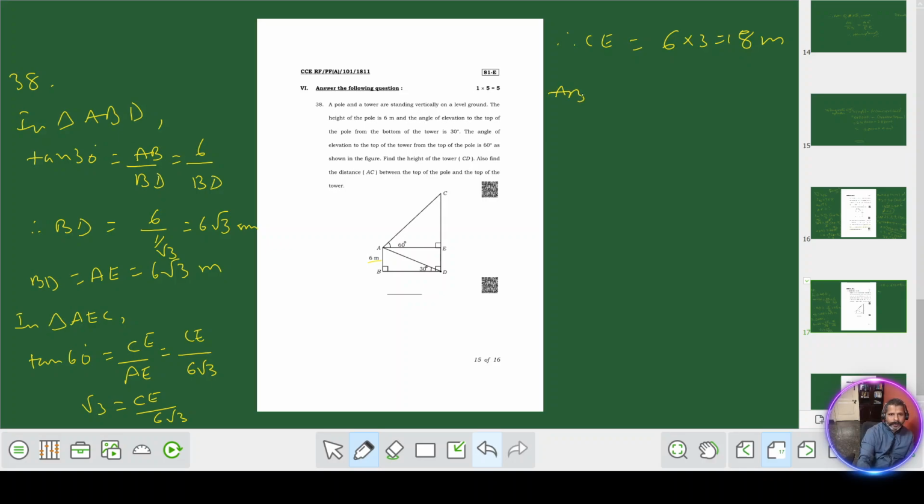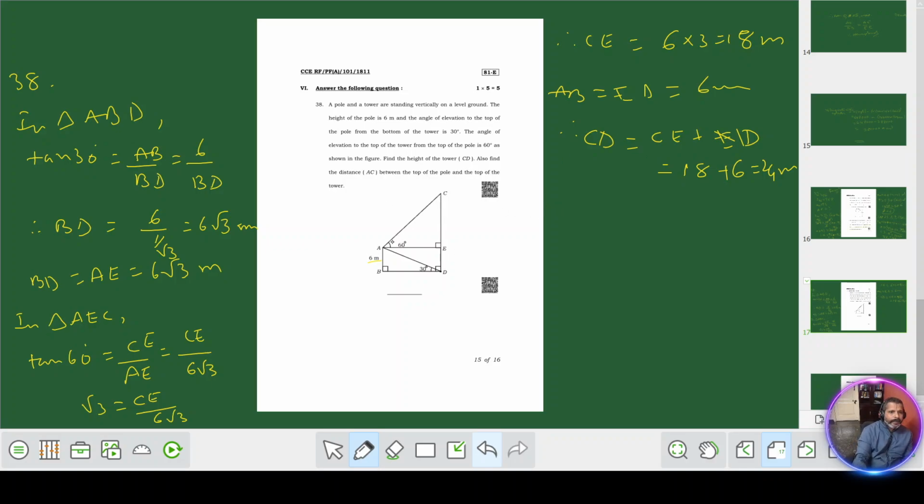Once we know CE, ED is also the same as AB. AB equal to ED equal to 6 meter. Therefore, one part of what was asked, CD, we can calculate: CD is equal to CE plus ED, that is 18 plus 6, 24 meter.